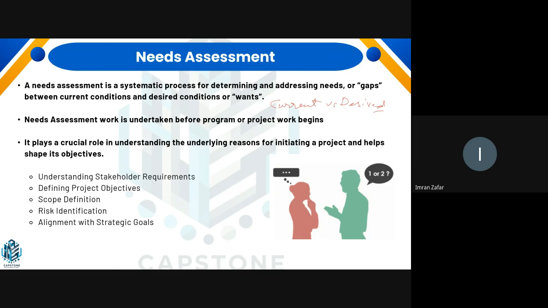We may be gathering some stakeholder requirements, defining what objective we are trying to achieve, what kind of scope we will be carrying, what kind of risks may be there, and whether the initiatives we are thinking about are aligned with our strategic goals or not. So this is what need assessment is all about: you identify the gaps and what alternatives you can have to reach that desired state.